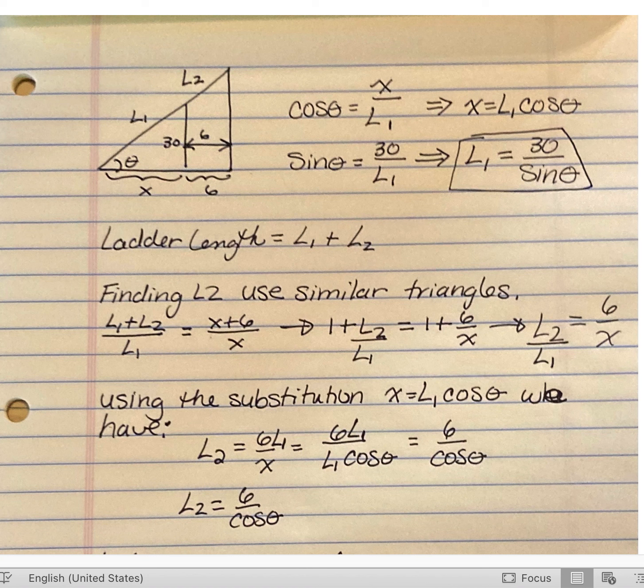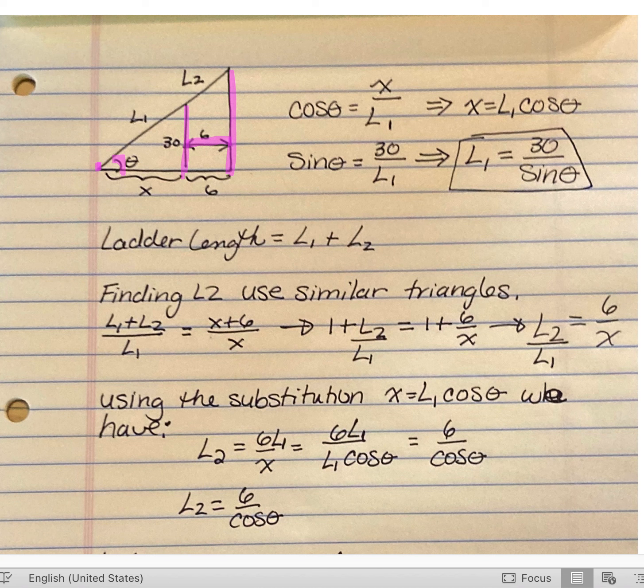Okay, in this example, we have a fence that is 30 feet tall and it runs parallel to a tall building that has a distance that is 6 feet from the fence. So this is the fence here that I just highlighted in pink. Here's the building, and the fence and the building are 6 feet apart. And we have this angle here that is made with the ground and the ladder.